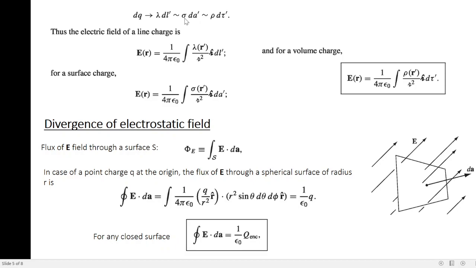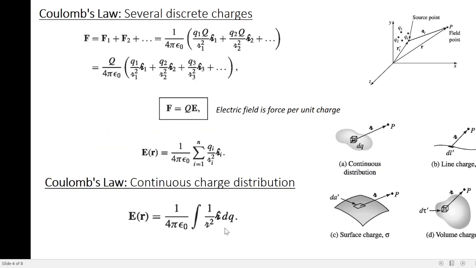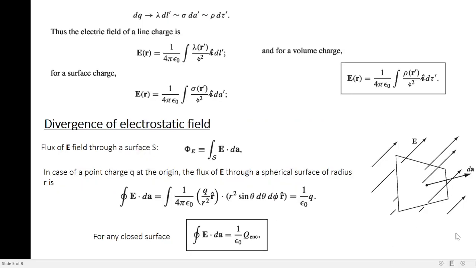Similarly, the two-dimensional charge density sigma can be written as dq divided by dA prime. dq is the charge, dA prime is the area element. Similarly, the three-dimensional volume charge density rho can be written as dq divided by d tau prime. So now I can rewrite dq in this expression in terms of either lambda, sigma, or rho.